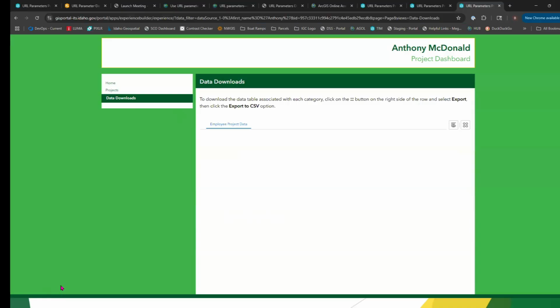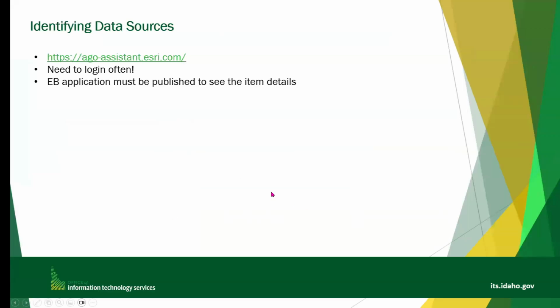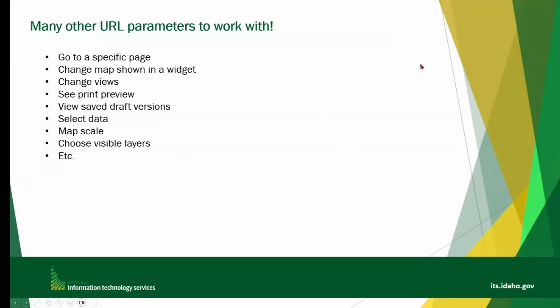Let's go back to this here. We talked about the ArcGIS Online Assistant. And there are many other URL parameters to work with. Just to harken back to what we looked at with that first page, we can go to a specific page. You can change a map that's shown in a map widget. You can change views. You can see a print preview version of the page that you're sending somebody, or the experience you're sending somebody. You can view saved draft versions. So if something's not published, but it is saved as a draft, you can send that to someone to review just by tacking on the right URL parameters for them to see the draft version.